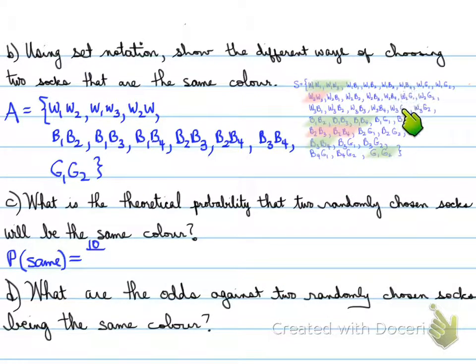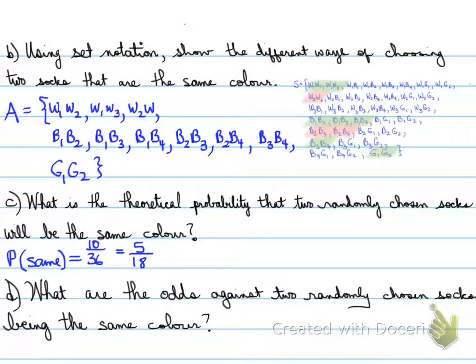8, 7, 6, 5, 4, 3, 2, and 1. We're adding all those numbers up. And what do we get? We get 36. So there's 36 possibles in the sample space. The desired event is getting the same color. There are 10 of those, so 10 out of 36. Reduced will be 5 out of 18.